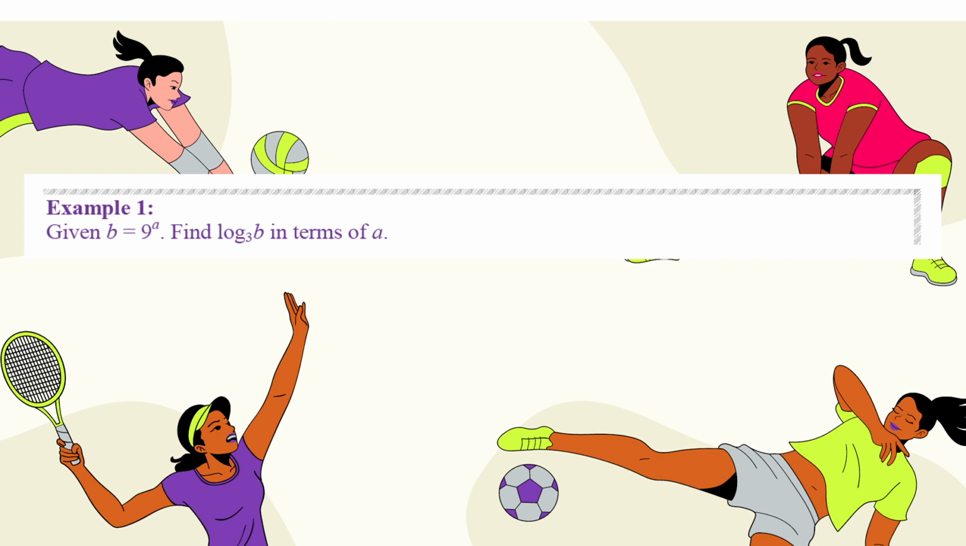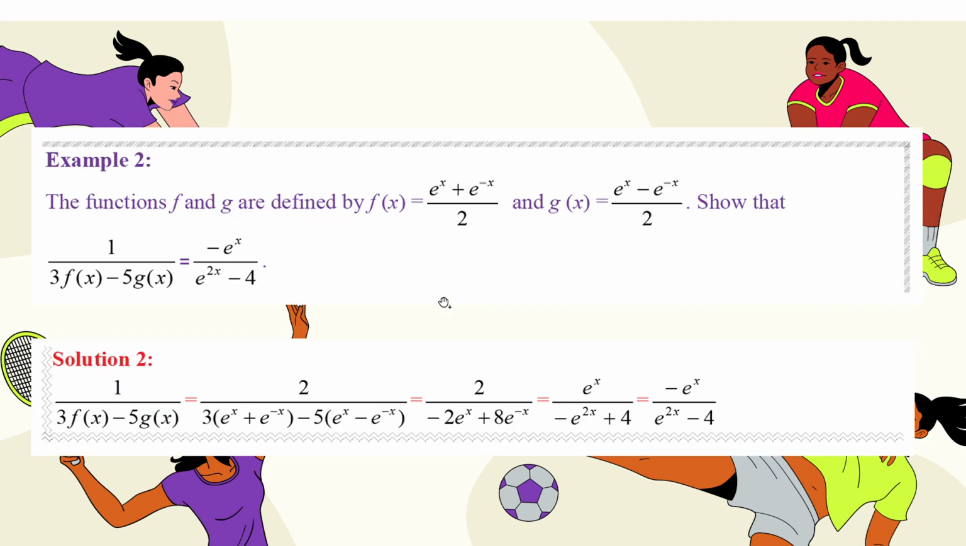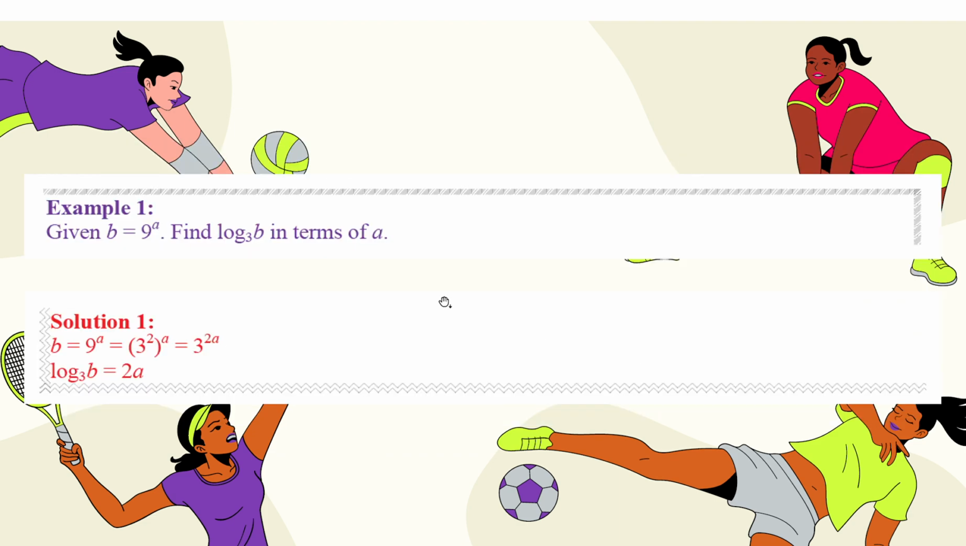Given b equals 9 to the power a, express log b to the base 3 in terms of a. When you name it, you know it. Work it out. Welcome back. Okay, change it first. I want base 3, so 3 to the power 2, so 3 to the power 2a. So the answer is 2a.